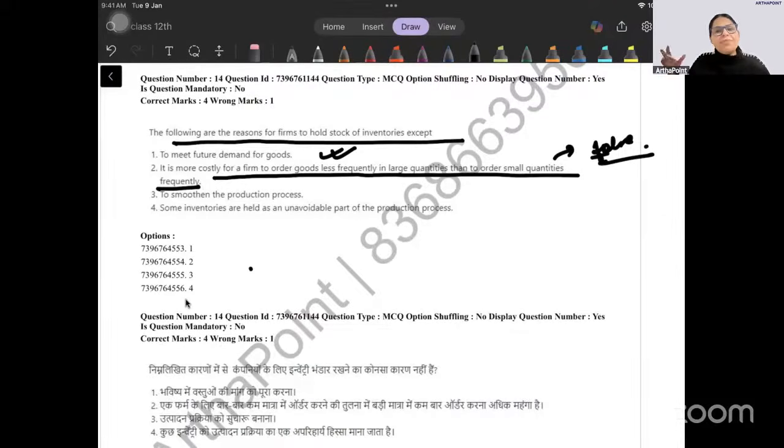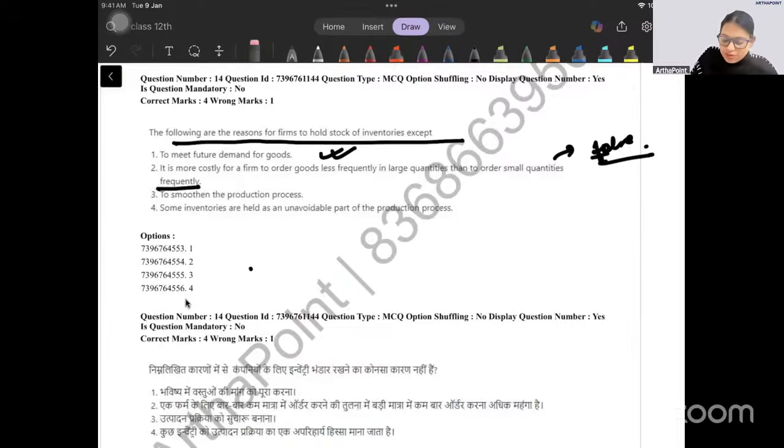मतलब अगर हम एक ही बारी में ज्यादा ज्यादा ऑर्डर करते जाएंगे तो हमें सस्ता पड़ेगा. So if we order less frequently it will be more costly. अगर हम कम बारी ऑर्डर करेंगे तो वो ज्यादा कॉस्टली पड़ेगा than to order more quantities frequently. So this is not any reason why I should be keeping stock, right?